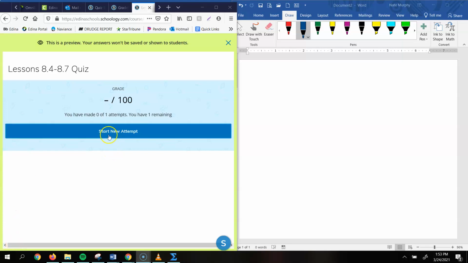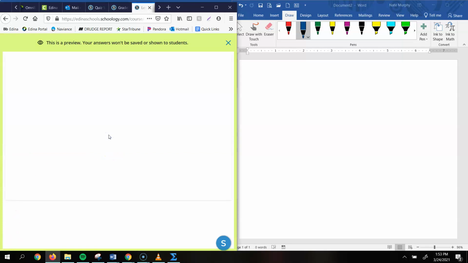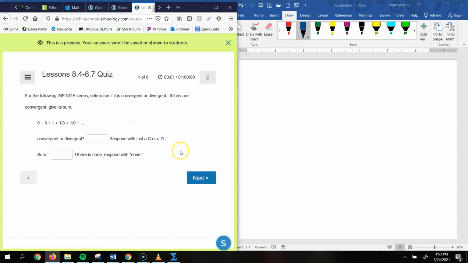Alright, in this video we're going to be looking at the quiz that covered lessons 8.4 to 8.7. So let's see which one mine starts out with. So mine starts out with this one. It says, for the infinite series, determine if it is convergent or divergent. If it is convergent, give its sum.